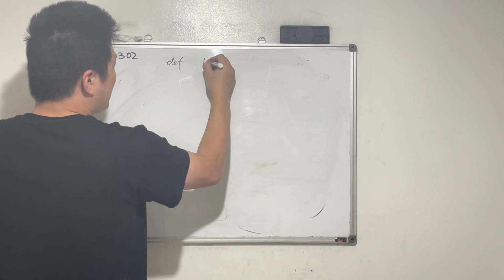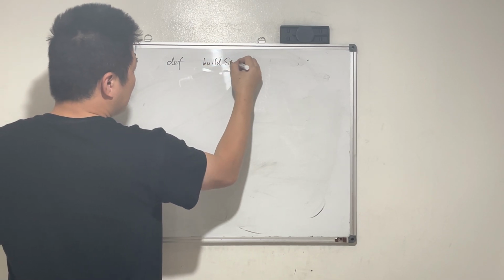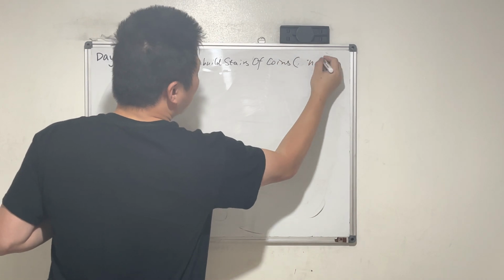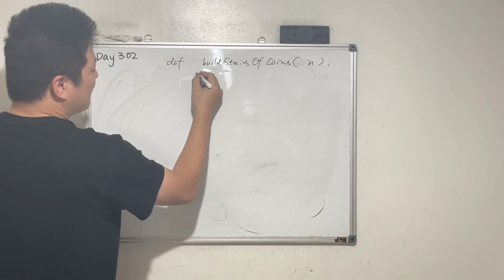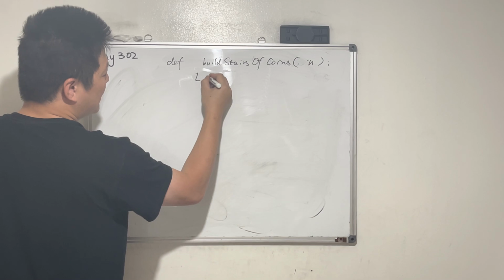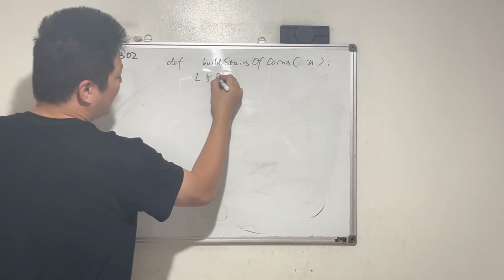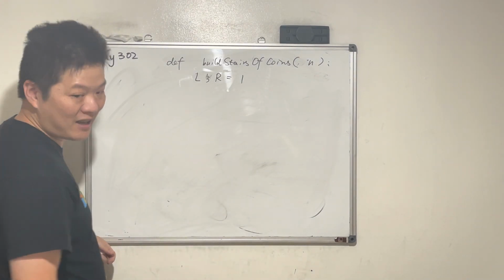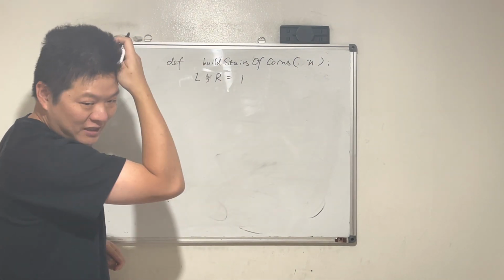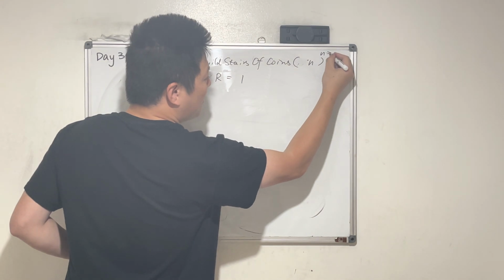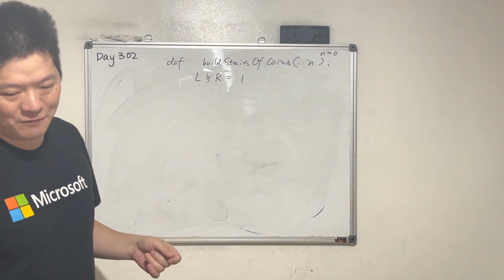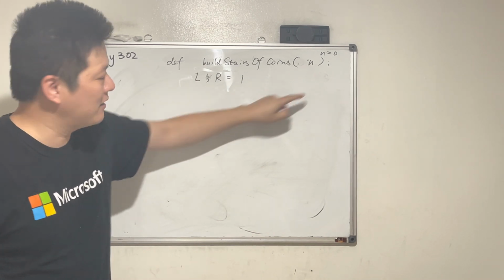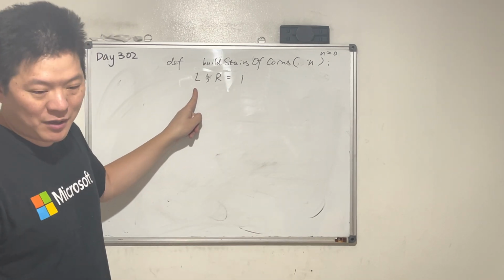Okay, build stairs of coins. We have n coins, so the beginning, left equals left to right. The minimum we can build is 1 row, if n is bigger than 0. If it's 0, then obviously we can't build anything. If n is bigger or equal than 1, the minimum we can build is 1 row.